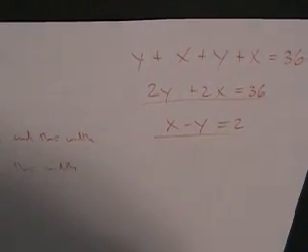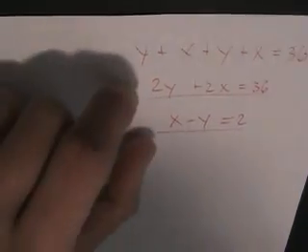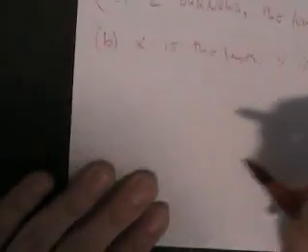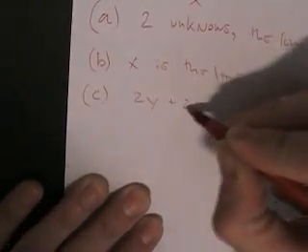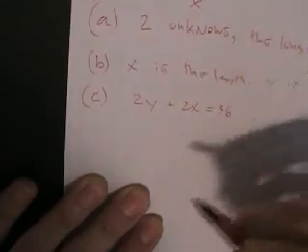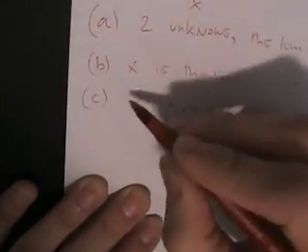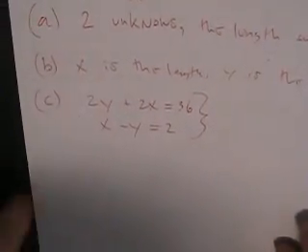So this is my other equation. So for this word problem, for part C, it says translate the problem into a system of linear equations. This is my system right here, these two equations. So for part C, my system is 2y plus 2x equals 36, along with x minus y equals 2. So I guess they usually do it like this. Okay, so this is my system of equations.